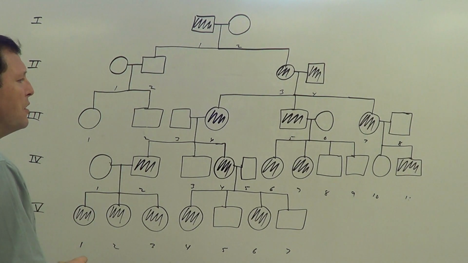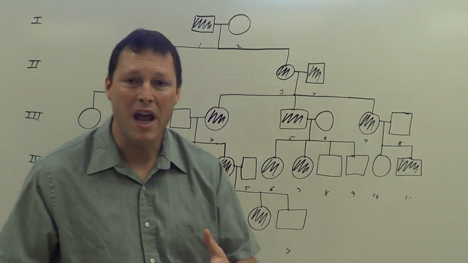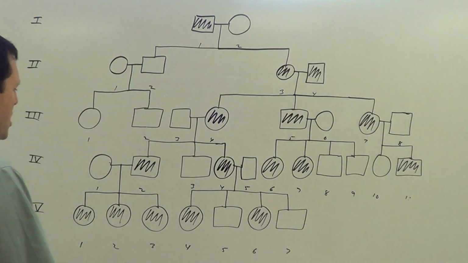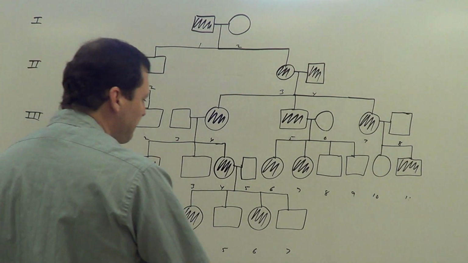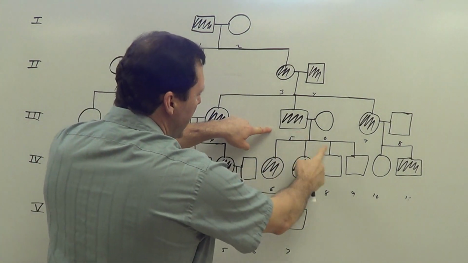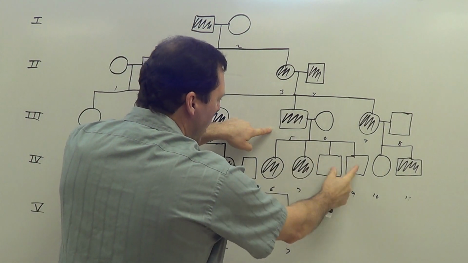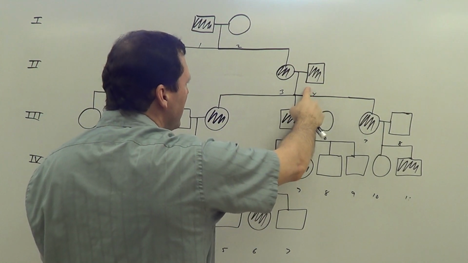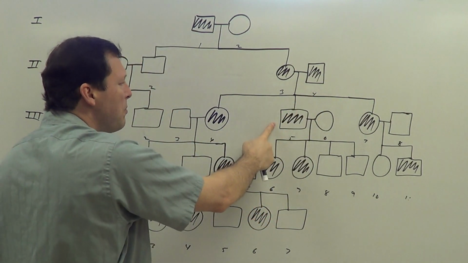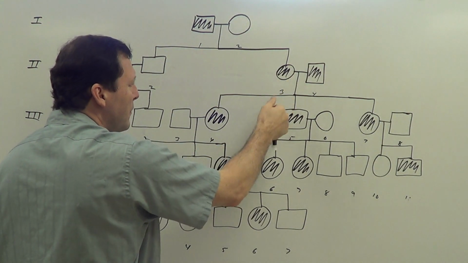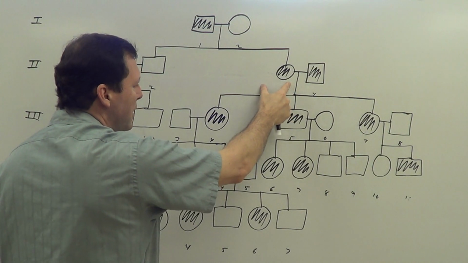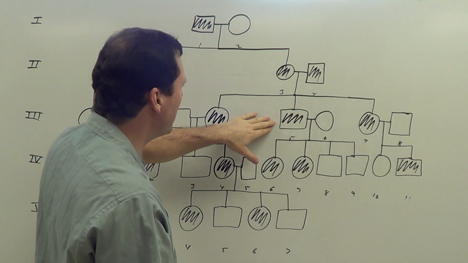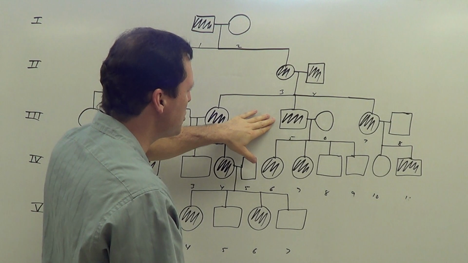Also, all affected fathers have no affected sons, because remember, dad is going to pass his Y chromosome on to his sons, not his affected X. So let's take a look here. Here's a father, but he's got no sons. Here's a father, and his sons are unaffected. Again, because he's going to pass the Y chromosome on to the sons, not the X that he passes on to his daughters. And up here, dad's affected, and the son is affected too, but remember, all affected males are going to have an affected mother, right? So that's why the male is affected here, because mom's affected and she gave him an affected chromosome.